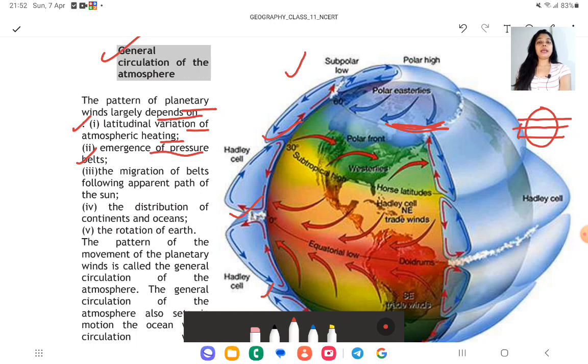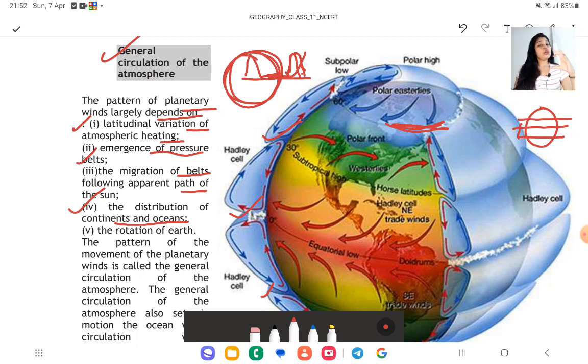The migration of belts following the apparent path of the sun, the distribution of the continents and ocean. Even the distribution of the continents and ocean matters, because we know how isobars are formed, students. They are formed where we see equal pressure. So suppose this is a region, here there is a mountain, then there is an ocean, then there again is a mountain. So it will vary, the variation will be there. In this case, you will see the difference in pressure as we go up in that particular place. The rotation of the earth.